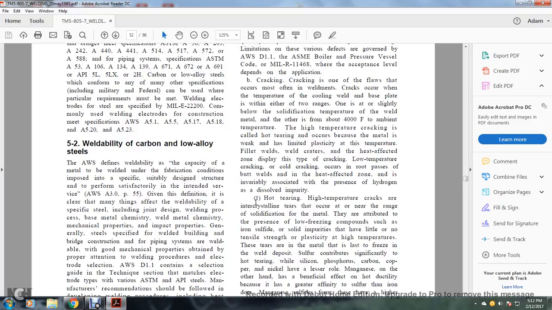Welds and weld craters, and the heat affected zone, display this type of cracking. Low temperature cracking, or cold cracking, occurs at the root of the pass in fillet welds and butt welds in the heat affected zone, and is variously associated with the presence of dissolved hydrogen and impurities.